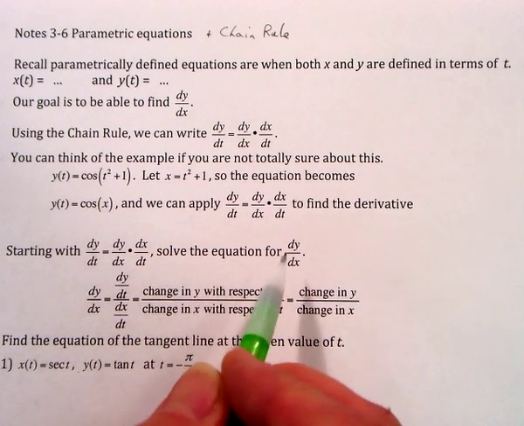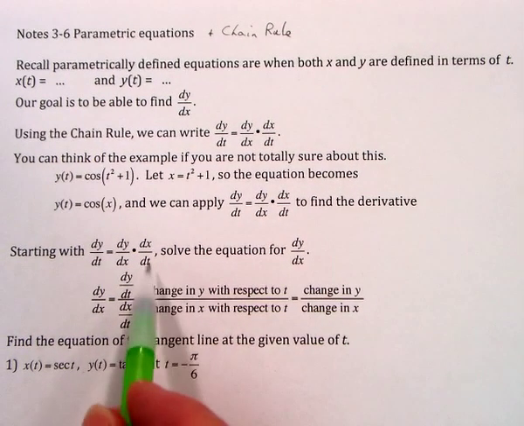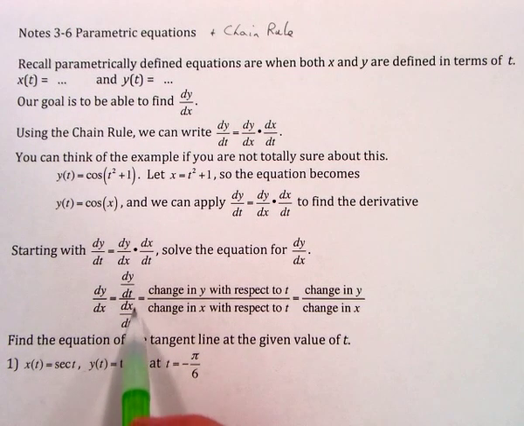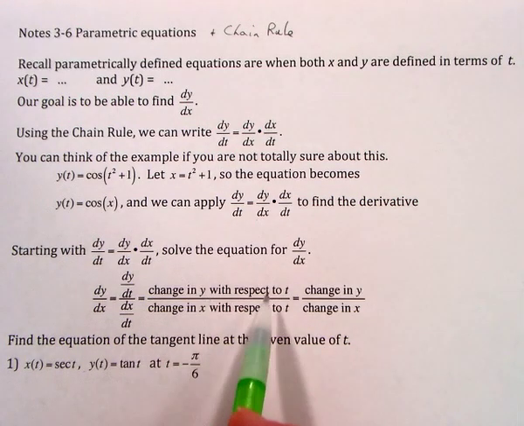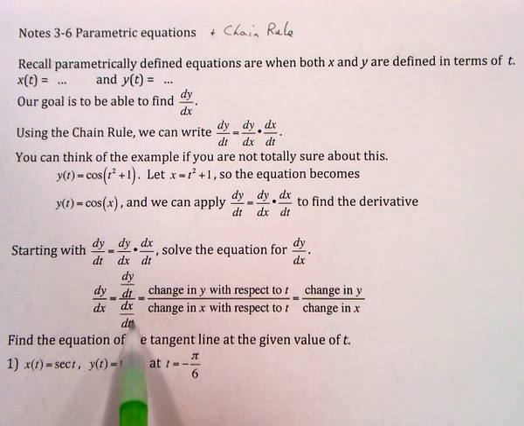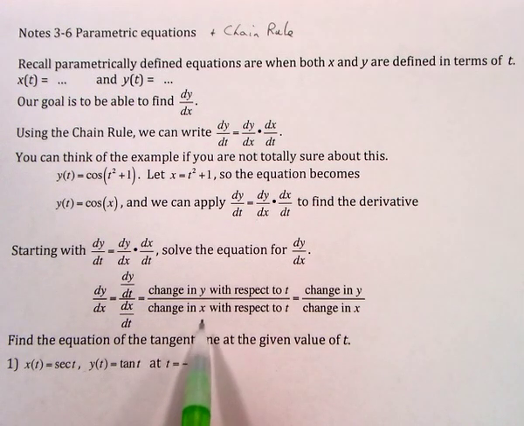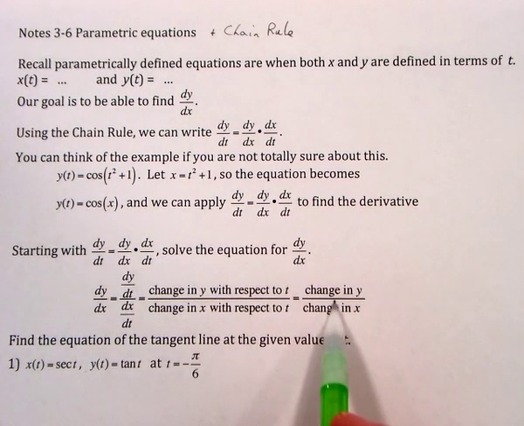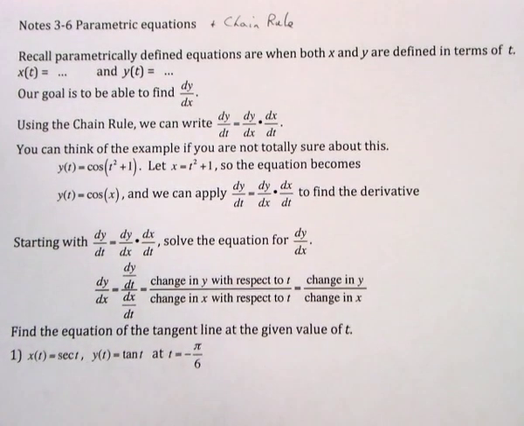So if we start with that equation, dy/dt equals dy/dx times dx/dt, we can solve the equation for dy/dx by just dividing both sides by dx/dt, and we get this equation. dy/dx equals dy/dt divided by dx/dt. Or in other words, the derivative of y with respect to t, divided by the derivative of x with respect to t. And you can think of these as reducing out, so we get change in y over change in x. We'll get to that a little more formally soon.